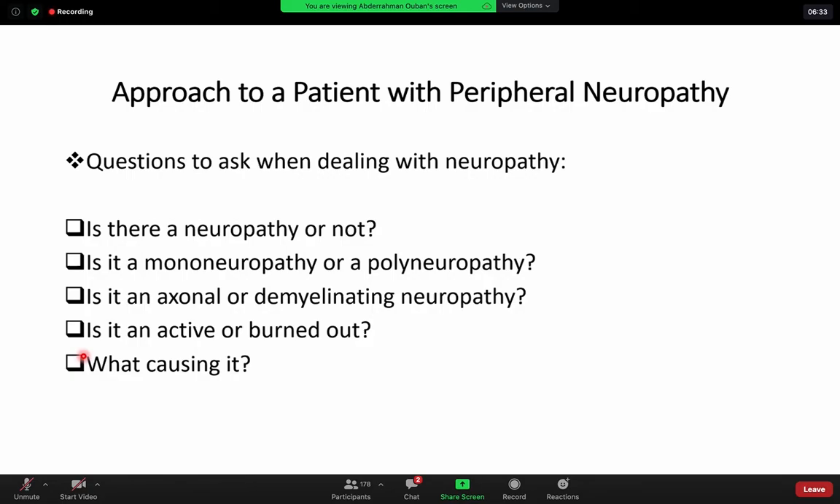And this you have to add, and look at as an integrated diagnosis. So one shot is not enough. You have to look at several pieces of the puzzle in order to reach the diagnosis. So let's talk about each question one by one.